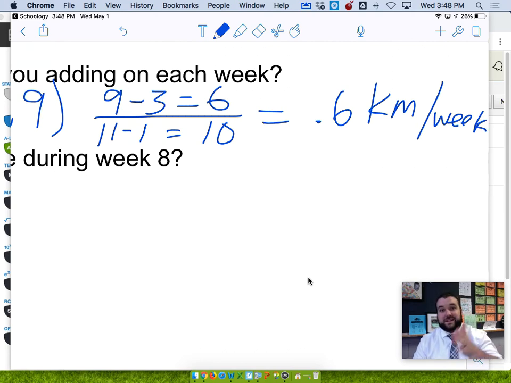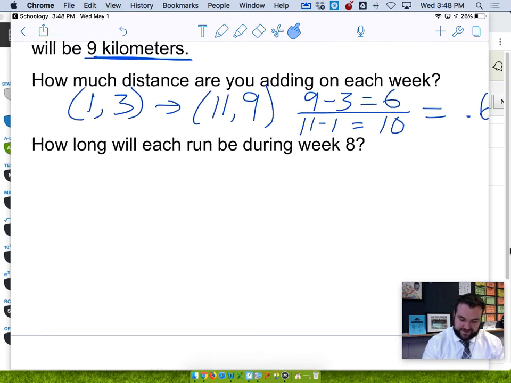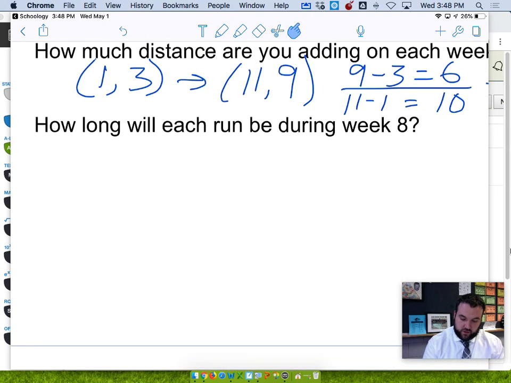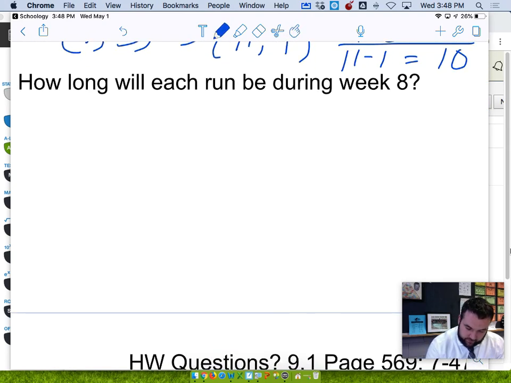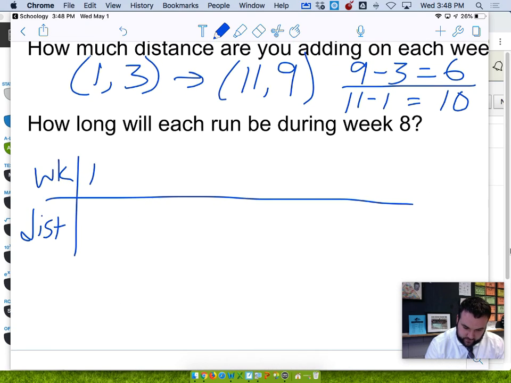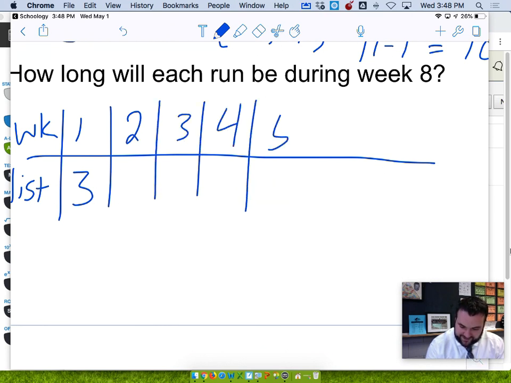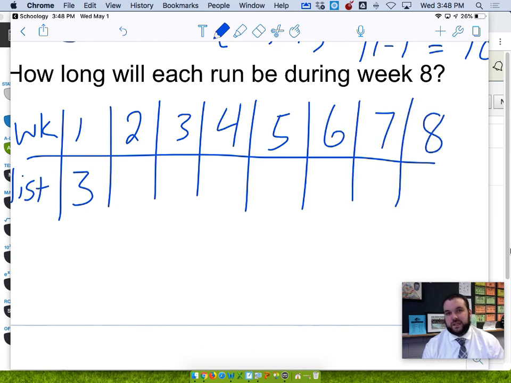Okay, so every week it's increasing by 0.6 kilometers, which means we could make a table for this that says how long will each run be during week 8. So if we think about week 1, this is our week, this is our distance. During week 1, it was 3 kilometers each. And then our pattern is just going to be adding on 0.6 kilometers every week. And there's a lot of different ways you could get to this mathematically.